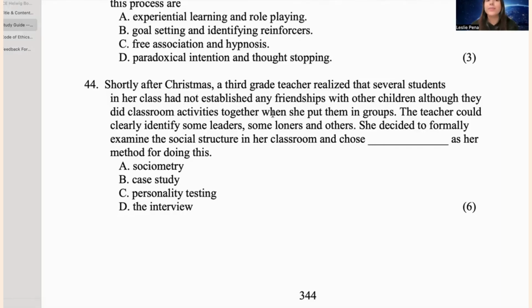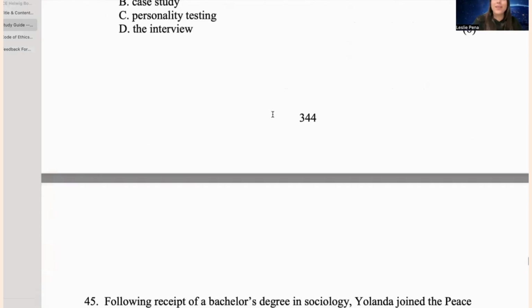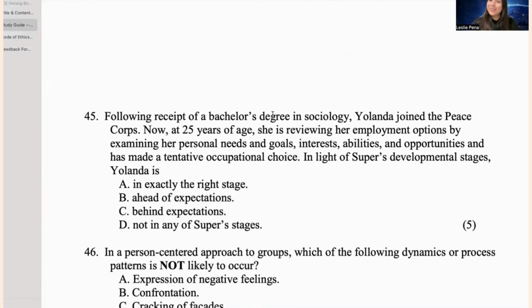Sociometry is the answer. A. We're studying social groups. Sociometry. I love when they're so easy like that. Okay.